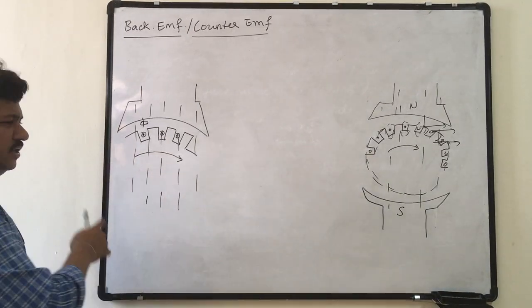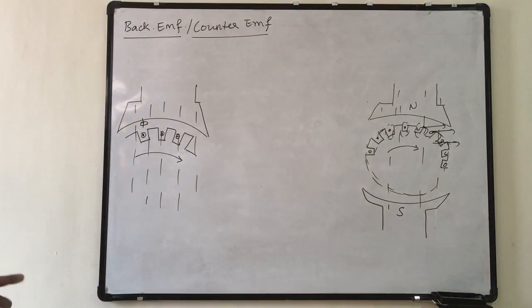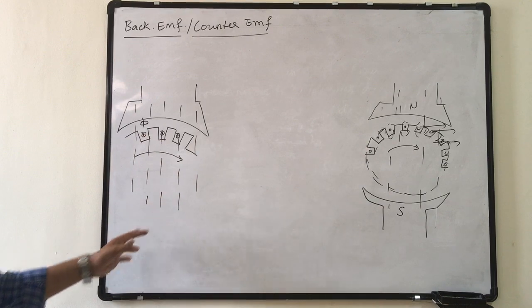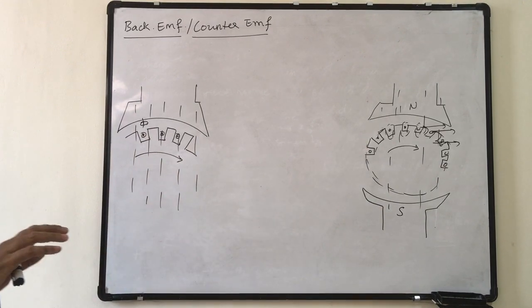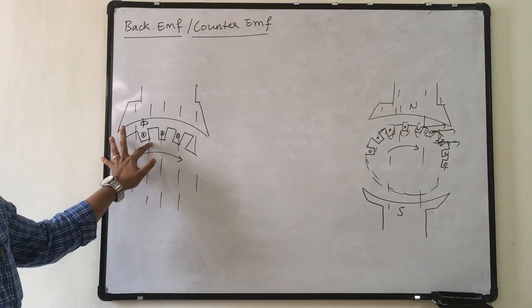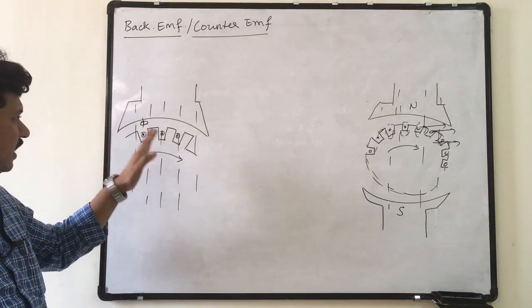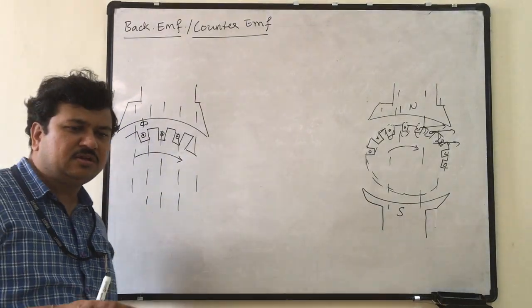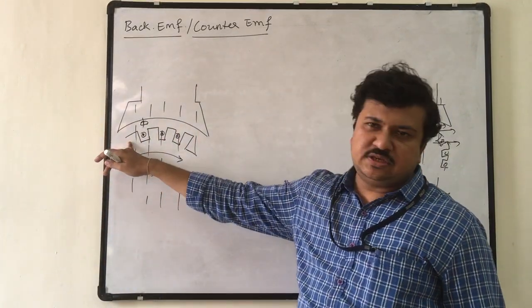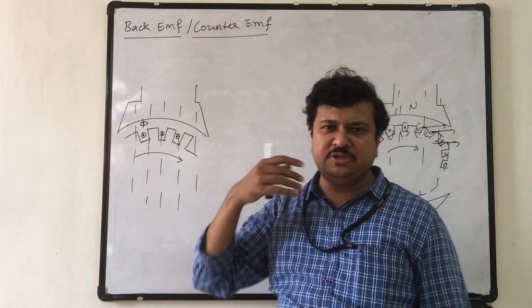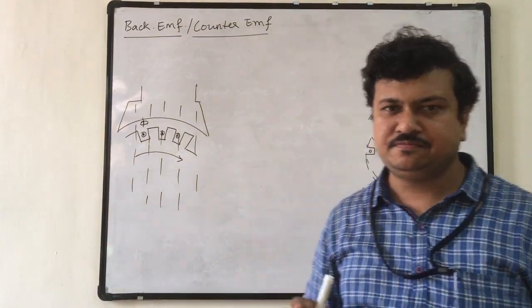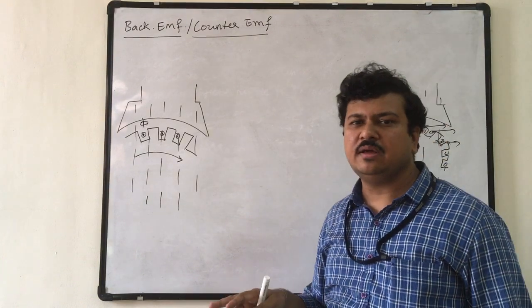Initially back EMF is 0, because there is no rotation, so there is no induction. But once the motor starts rotating, back EMF is generated in the armature conductors, and the direction of that induced EMF opposes the main cause, the supply voltage. Because it opposes the supply voltage, it is called back EMF or counter EMF.